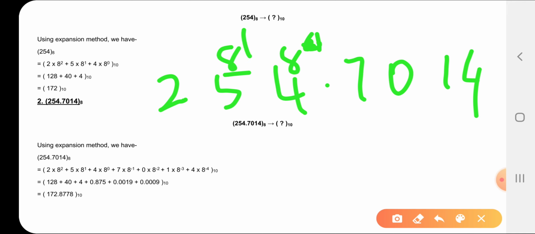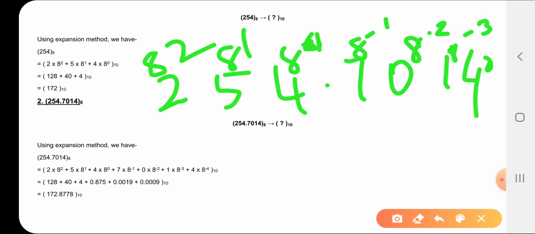Okay, so 8 power 0, 8 power 1, 8 power 2, and here you have 8 power minus 1, 8 power minus 2, 8 power minus 3 and 8 power minus 4. First you write like this. Okay, then you can go for the expansion step.